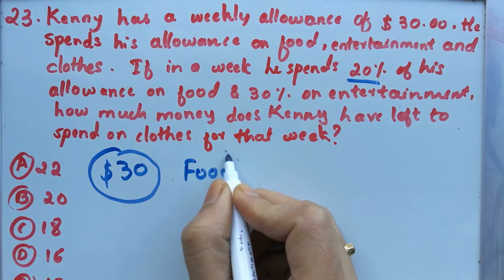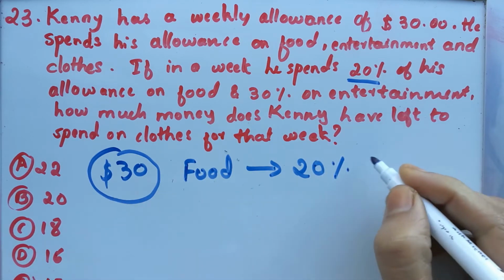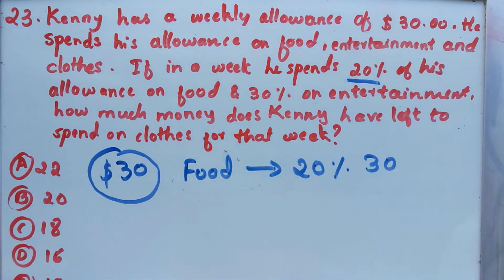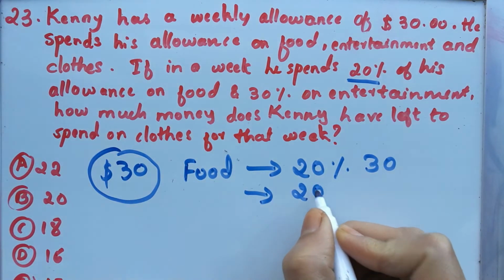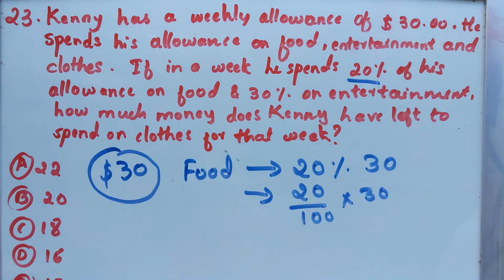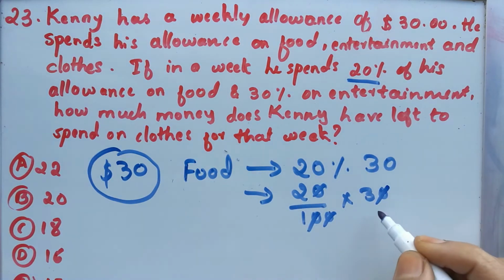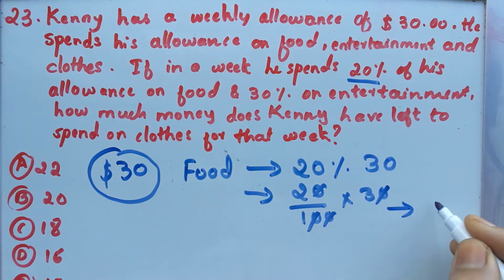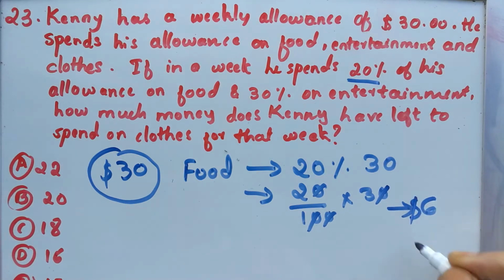So for food he spent 20% of $30. 20% of $30. 20 divided by 100 of $30. 20% means 20 divided by 100. So just cancel, 3 times 2. Yes, 6. So out of $30, he spends $6 on food.